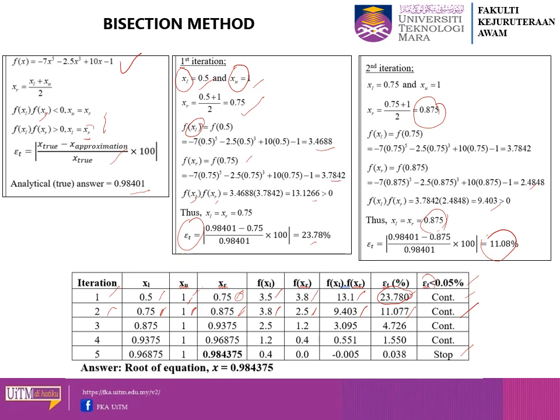Based on this bisection method, the iteration continues until the fifth iteration. At this fifth iteration, the true percentage error becomes less than 0.05%, then we can stop the iteration. Therefore, we can see the last answer of XR is about 0.984375, which is actually quite close to the true answer.